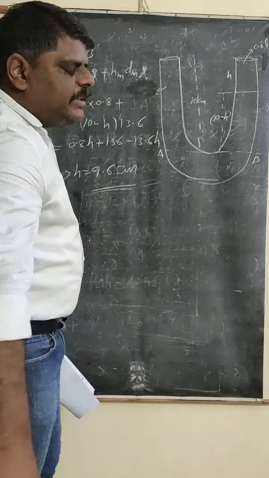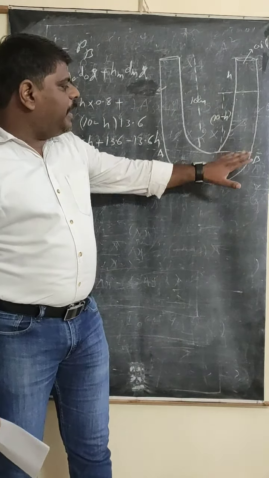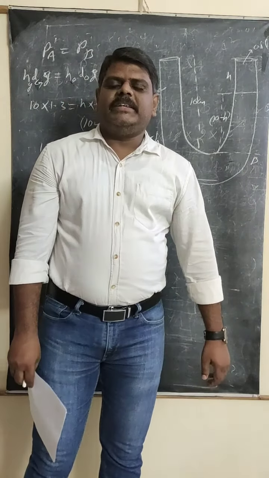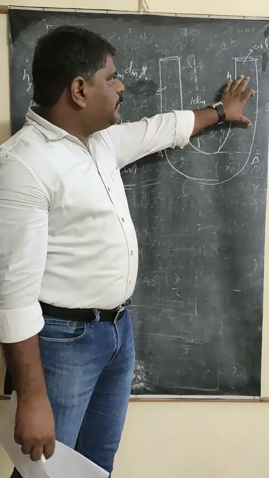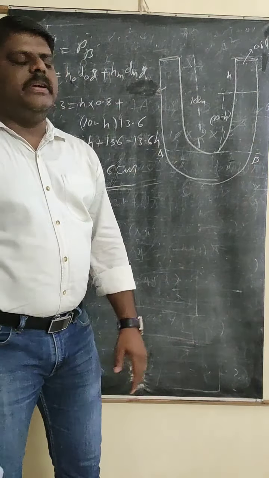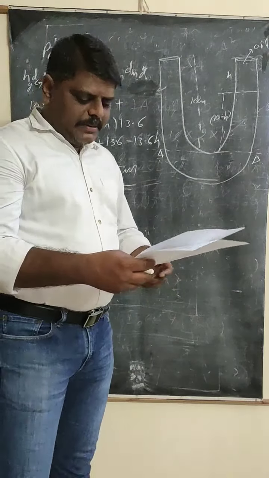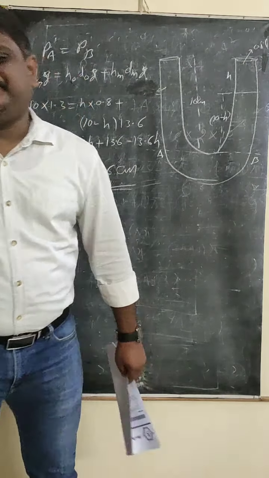So problems based on fluids are very easy if you remember the concept. In the equilibrium position, the pressure applied here equals the pressure applied at this place. Here the pressure is applied only by glycerin, and here by the oil and the mercury. Equate them and you get the answer. H equals 9.6 centimeters. Which option is correct? The fourth option is correct. Okay, let's go for the next problem.